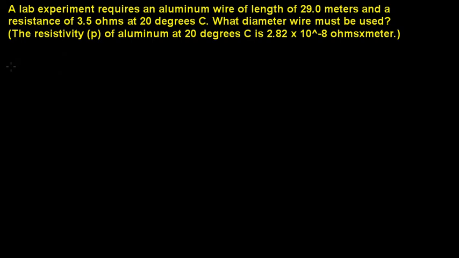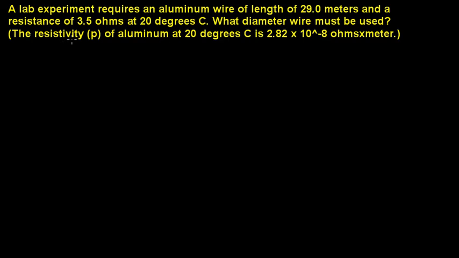Hi, today we're talking about resistance and resistivity. Now in this question, a lab experiment requires an aluminum wire of length 29 meters and a resistance of 3.5 ohms at 20 degrees Celsius. The question asks us what diameter wire must be used.